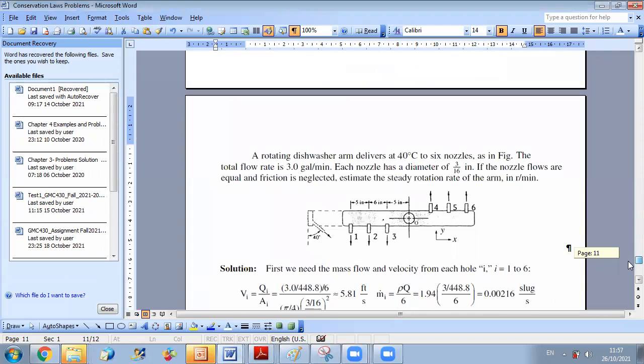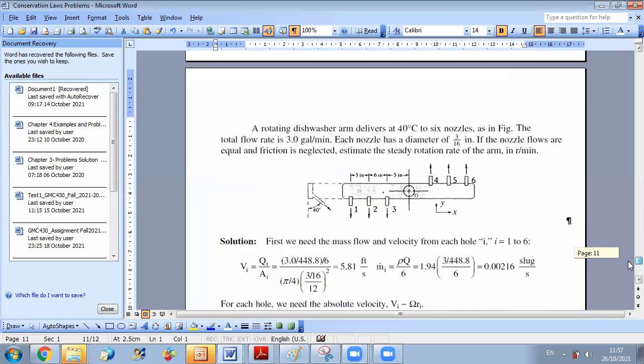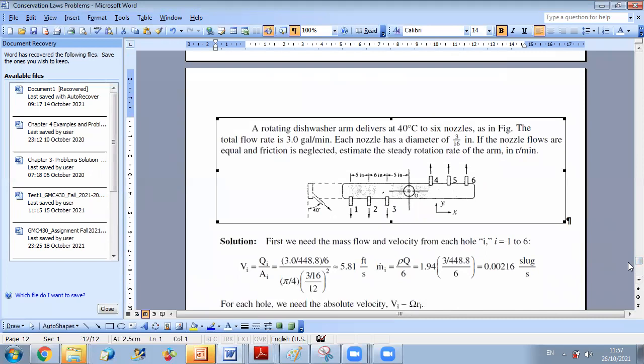Okay. A final problem on angular momentum. You have a rotating dishwasher arm that delivers water at 40 degrees to 6 nozzles as shown in the following figure. The total flow rate is 3 gal per minute, and each nozzle has a diameter of 3/16 inch. If the nozzle flows are equal and friction is negligible, estimate the steady rotation rate of the arm in revolutions per minute. Okay, so you want to determine the value of omega.